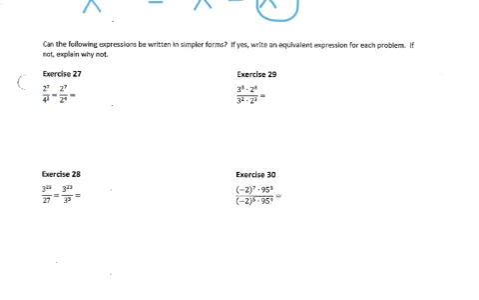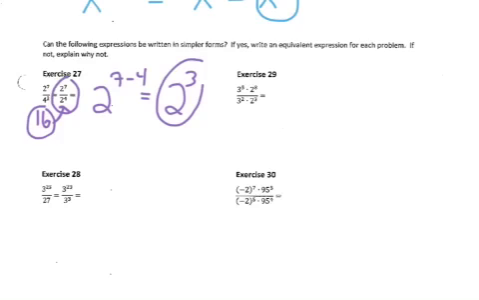Well, 4 squared is 16. So if you're confused how they got from 4 to the 2nd to 2 to the 4th, I need my base to be 2. So I have to think 2 to what power gives me 16. In this case, 2 to the 4th gives me 16. So now that I have the same base of 2 right here, I would then just subtract 7 minus 4, which in this case would be 2 to the 3rd power.